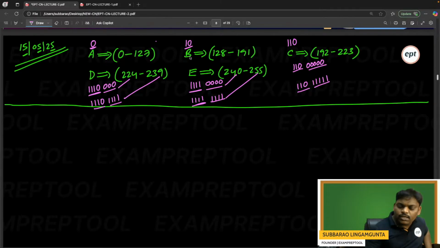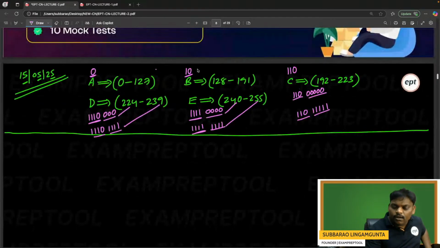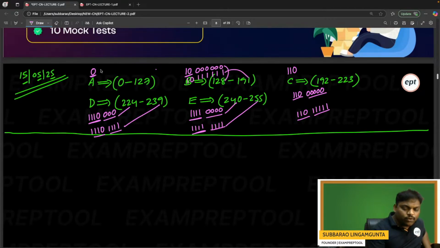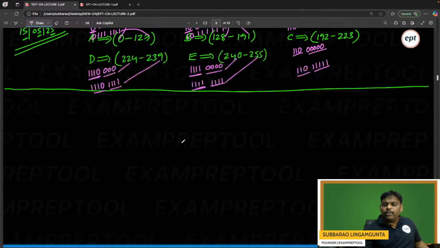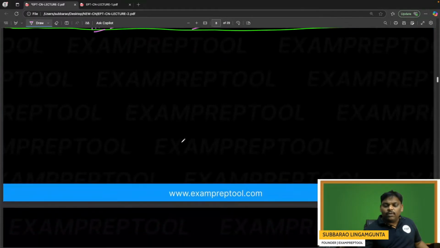Next, if you see class B, similar: all zeros, 6 zeros to 6 ones. This 10 is common, followed by 6 ones. Then you will get this. Similarly here also, 0 followed by 7 zeros, then 0 followed by 7 ones. Everyone knows this. There is no requirement of repeating again and again.